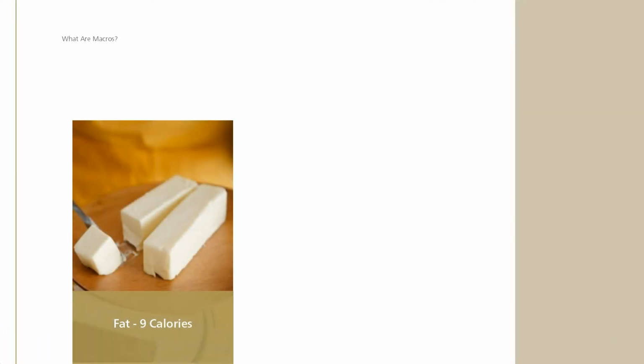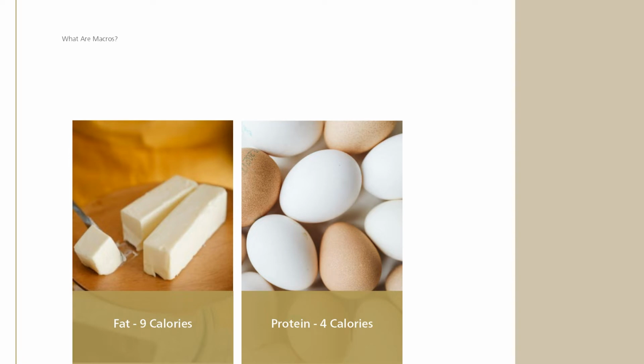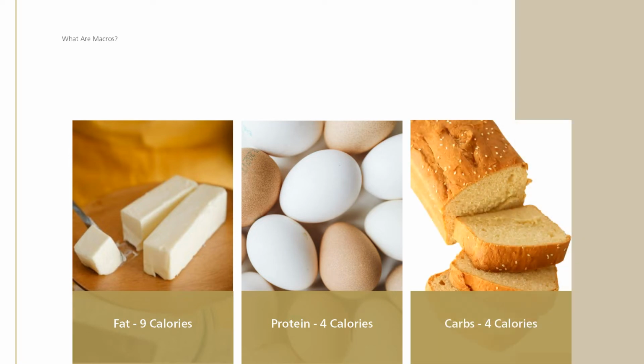Fat has 9 calories per gram. Proteins have 4 calories per gram. And carbohydrates have 4 calories per gram.